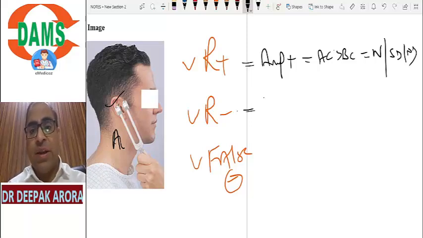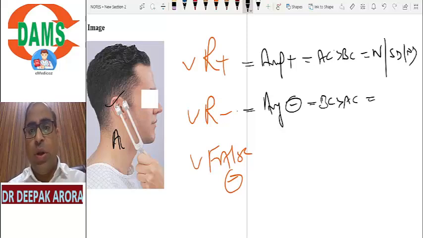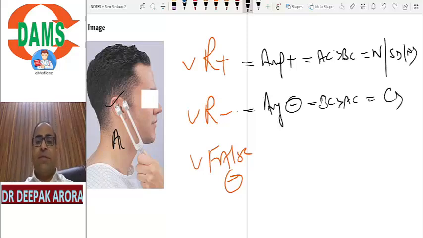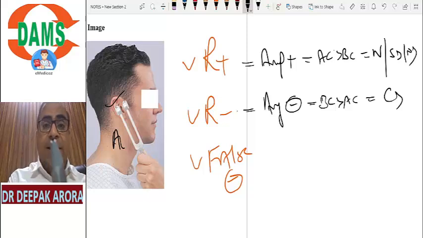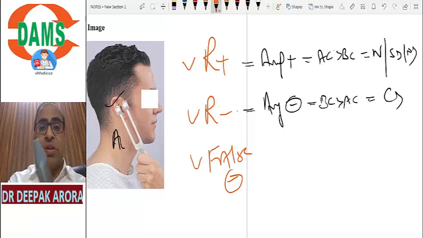Rinne's negative. What do you mean by Rinne's negative? Amplification negative. Bone conduction is better than air conduction and is only a feature of conductive deafness. So Rinne's positive is amplification positive, Rinne's negative is amplification negative. Next important concept, just remember, what is false negative Rinne's?